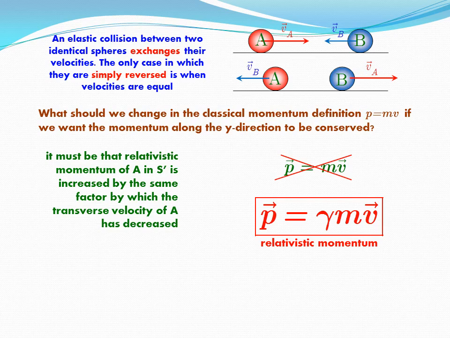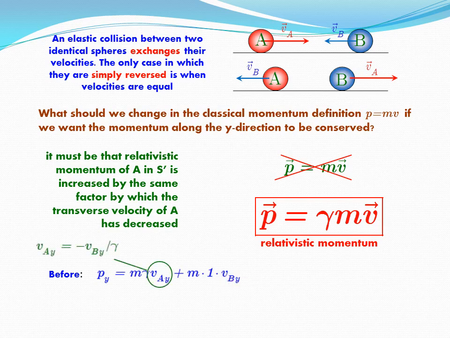Let's now see whether the relativistic momentum along the y direction is conserved in our collision. Before the collision we have Py equals m times gamma Vay, since A is traveling at a relativistic speed, plus m times Vby, where gamma equals 1 here because B is not traveling at a relativistic speed.